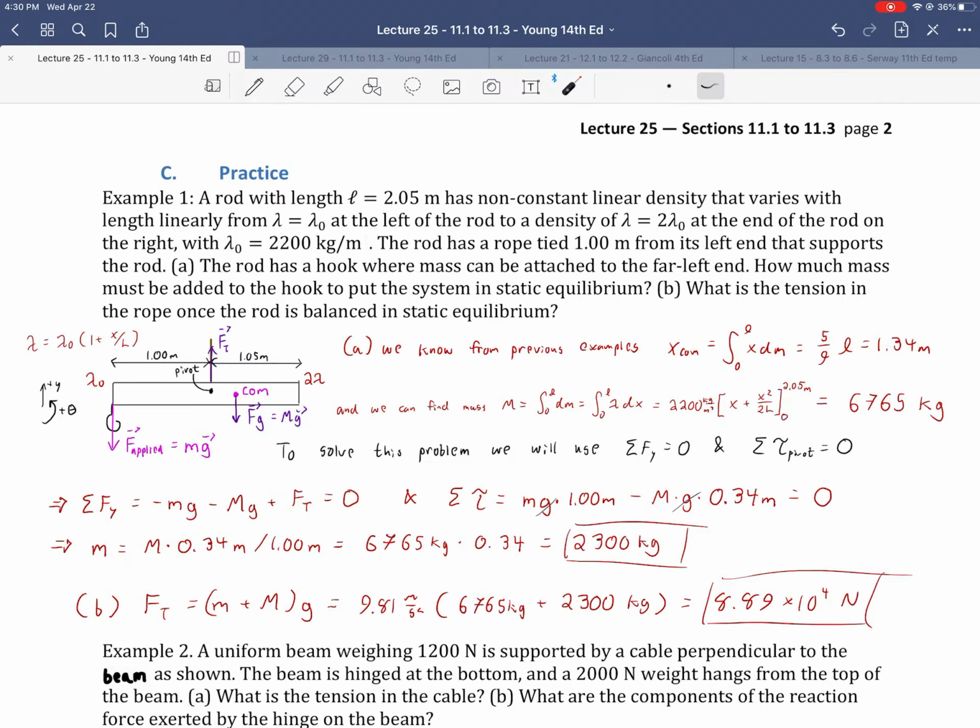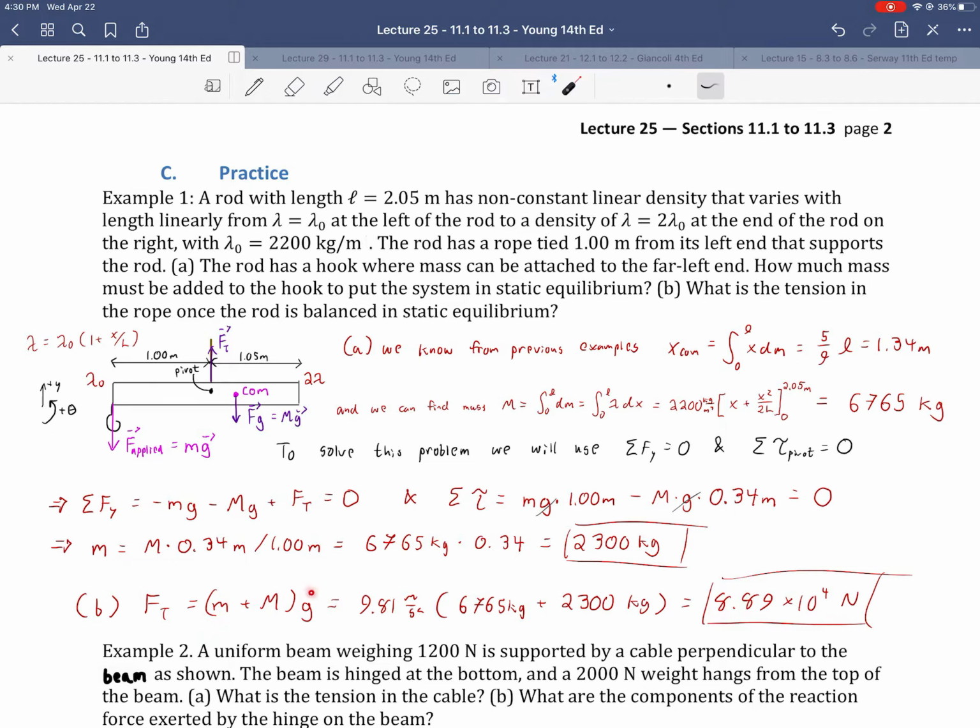So we can use our torque equation to solve for the mass of the hook. It ends up being 2,300 kilograms, okay? Big hook, all right? And then in part B, I asked what is the tension in the rope. Well, since I was able to use the torque equation entirely to answer part A, I can then actually just use the force equation to solve for tension. And I need the M, right? So I had to have found M using the sum of torques, and then I'm going to plug that into my sum of forces in y.